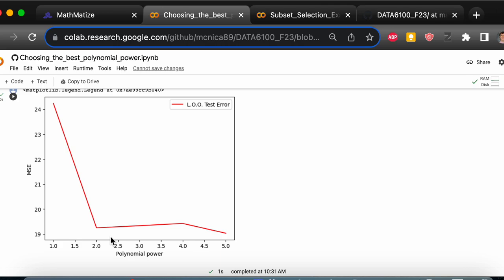I would do more testing to investigate this because, to me, I'm nervous. Why is it lower here, whereas in the other ones it was not? So it could be something about the leave one out error that's not working well. So you'd have to make a choice. You could investigate more. But this is how I would pick the polynomial power.